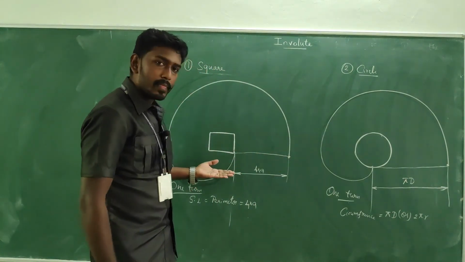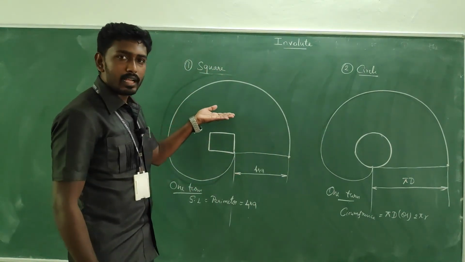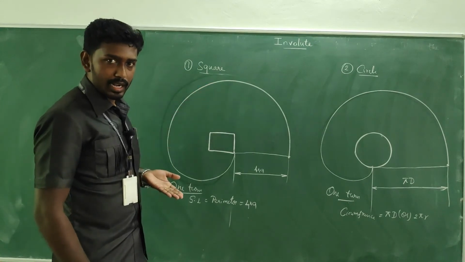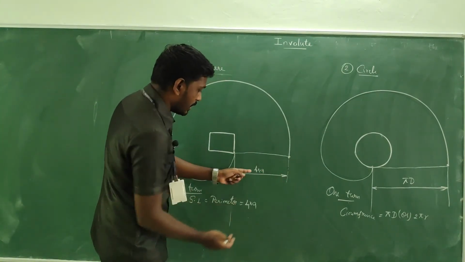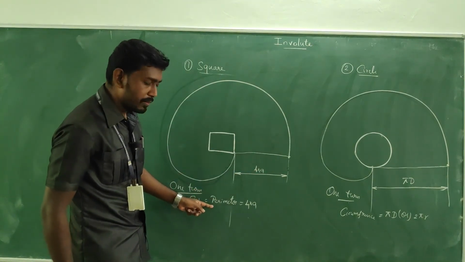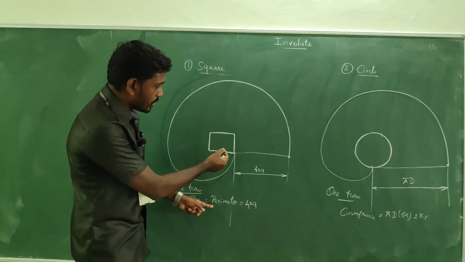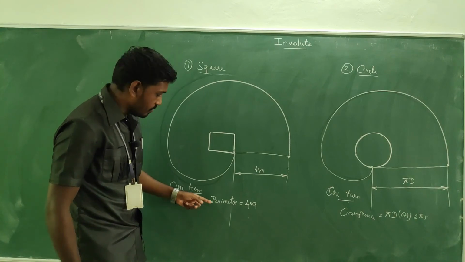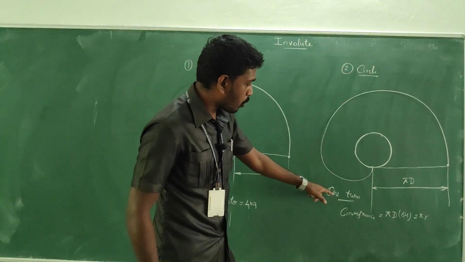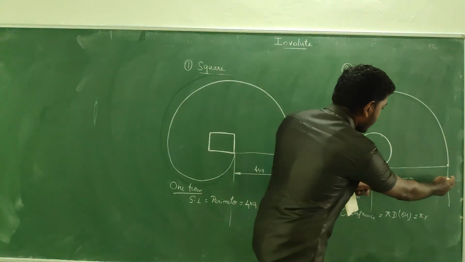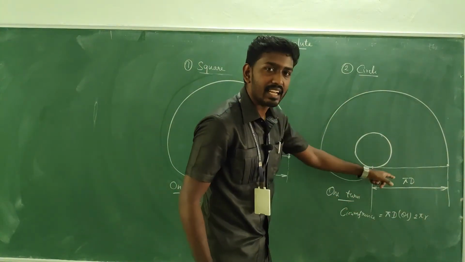So when we are constructing the square involute, at that time the end line will be 4 into a, which is the perimeter of the polygon, when we construct for one tan. Here when we come to the circle for one tan, the end line we get is the circumferential length, which is pi d, right?